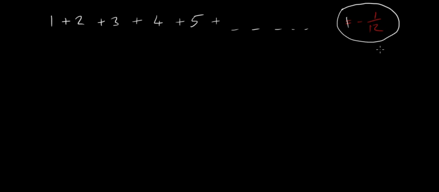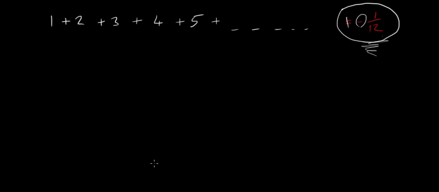Now it's very counterintuitive in that, first of all, we're adding positive numbers and we end up with a negative value, and secondly we're adding whole numbers, positive whole numbers, and we end up with a fraction. So where does this solution come from? So let's have a look.